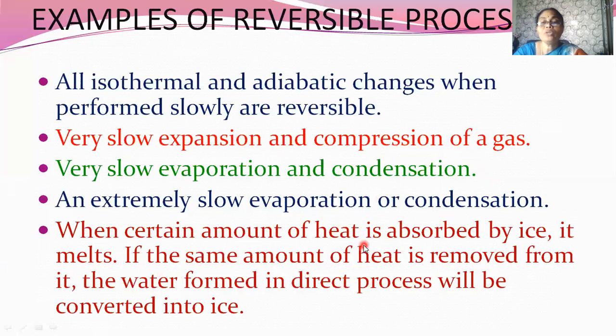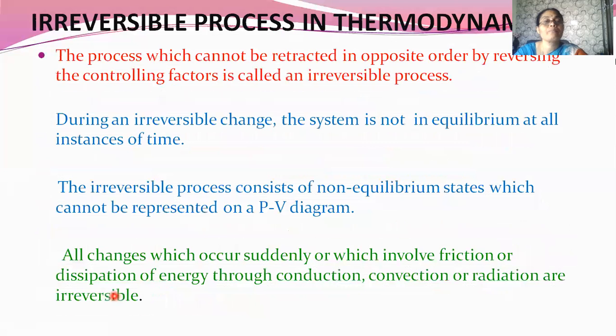Similarly, when certain amount of heat is absorbed by ice, it melts. If the same amount of heat is removed from it, the water formed in direct process will be converted into ice. So these are the examples of reversible process.